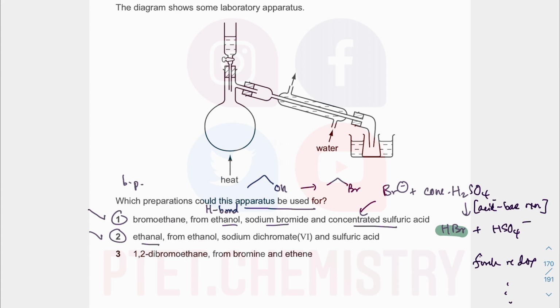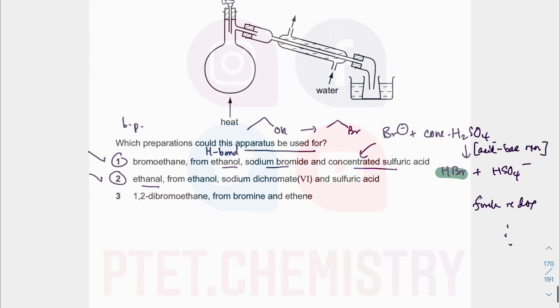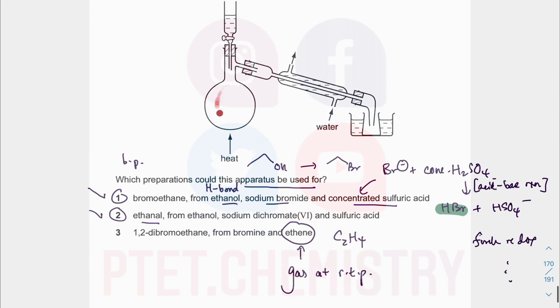1,2-dibromoethane from bromine and ethene. Okay, I can tell you this is not suitable because ethene is a gas at room temperature and pressure. In case you don't know, that is a gas at room temperature and pressure. Yeah, you learn about properties, you learn about homologous series, physical properties back in GCSE, IGCSE or O-level. And because it's a gas, how are you going to react the gas with the bromine in the flask like this? Doesn't work. Yeah, the gas will just escape.